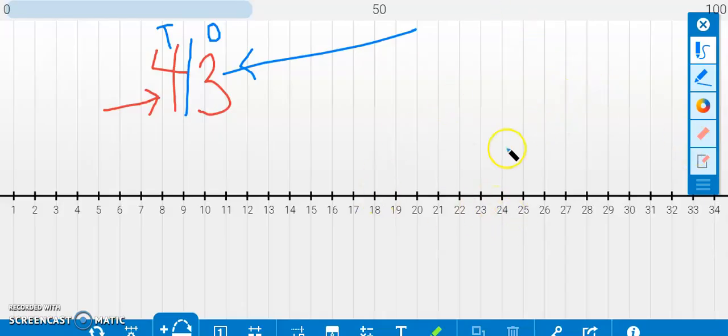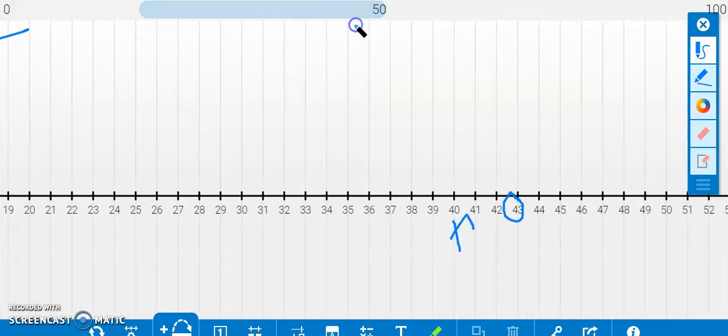Okay, so let's take a look at 85. And I'm going to move my stuff over here. Oops. Not exactly.